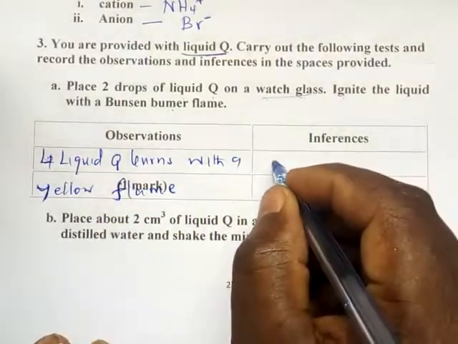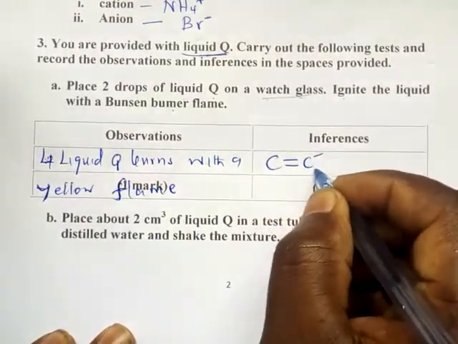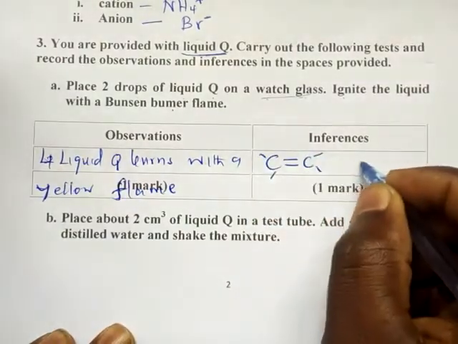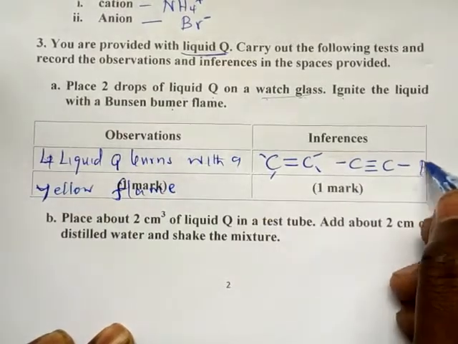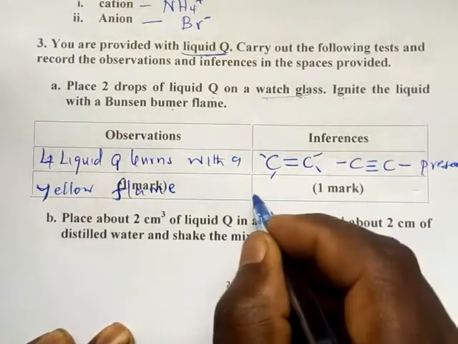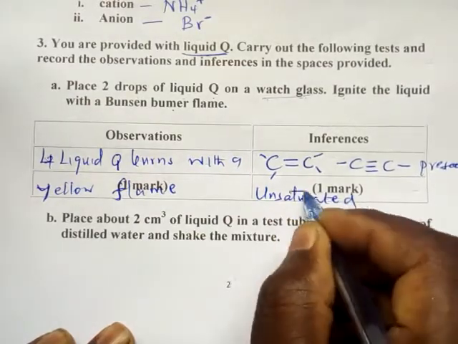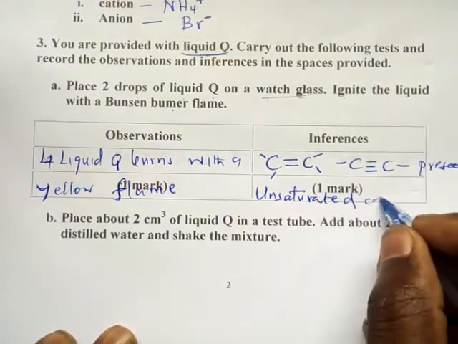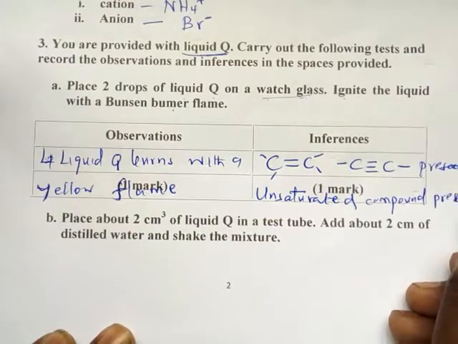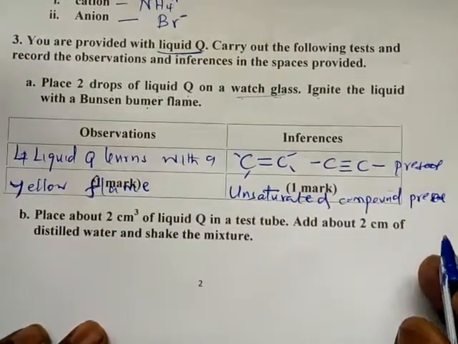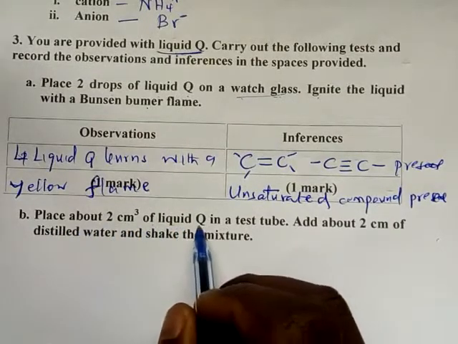That confirms the unsaturated organic compound. Unsaturated means the double bond or the triple bond is present. Or you can write unsaturated compound present. Unsaturated organic compound present.